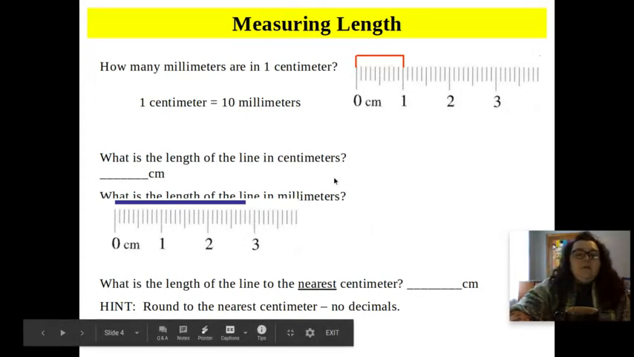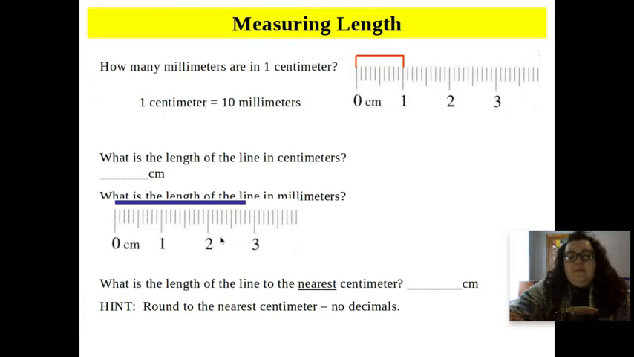So if we're rounding, we've already said that it's 2.8 centimeters. What's the nearest centimeter? It's going to be closer to 3 because it's already over 2.5.